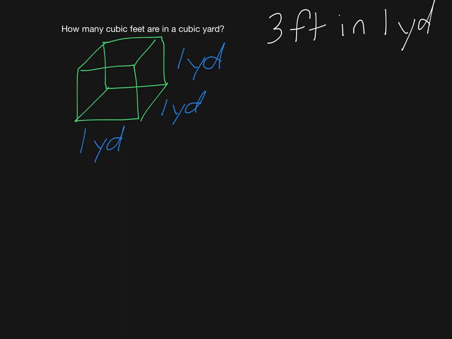Now using what we found here to the right, there are 3 feet in 1 yard, I'm going to cross out 1 yard. Now I'm going to change it to feet. I did so because of our question. So this is now 3 feet by 3 feet by 3 feet.